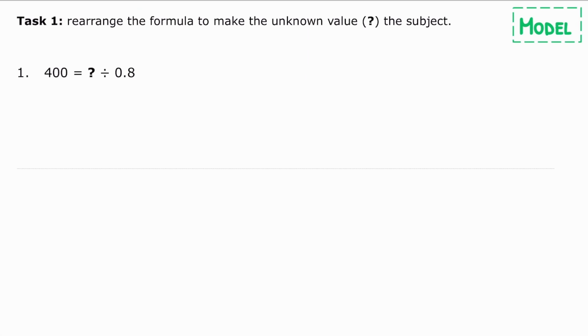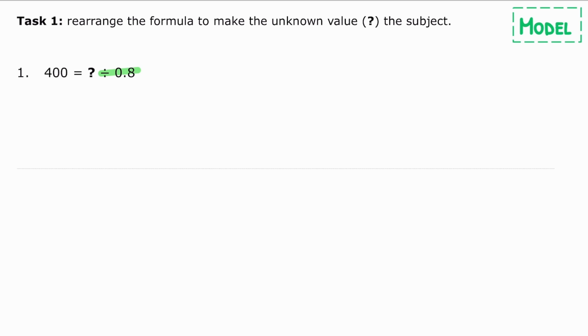Our goal is to make the unknown value, represented by the question mark, the subject of the equation. This means rearranging the formula so that it stands alone on one side of the equal sign. To do this, we first ask, what is currently happening to the unknown value? In this case, it's been divided by 0.8. To isolate it, we need to undo this operation by using the opposite function, also known as the inverse function.